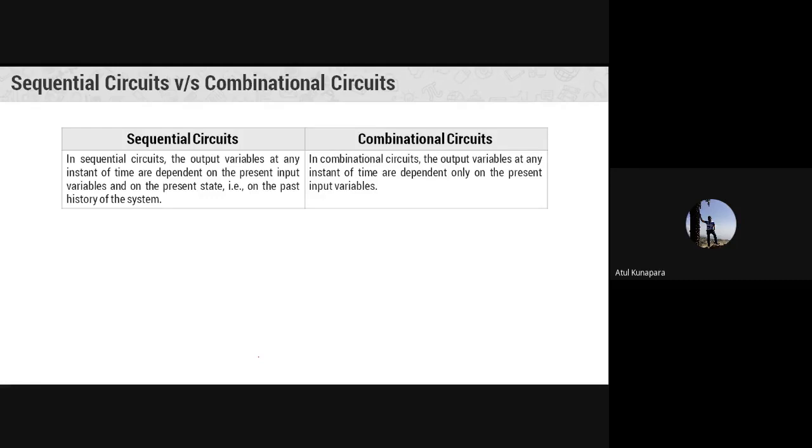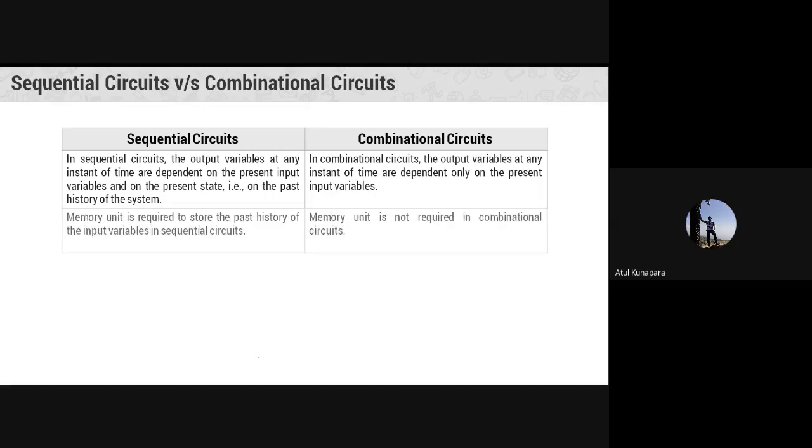So in the sequential circuit, these two things are referred to for giving the exact output. Whereas in the case of a combinational circuit, it depends only on the input variables coming at that time. It means your output variables at any instant of time are only dependent on the present input variables. There is no present state, no state of the circuit, that is referred to in a combinational circuit. So that is the difference between these two circuits. This is the first point of comparison.